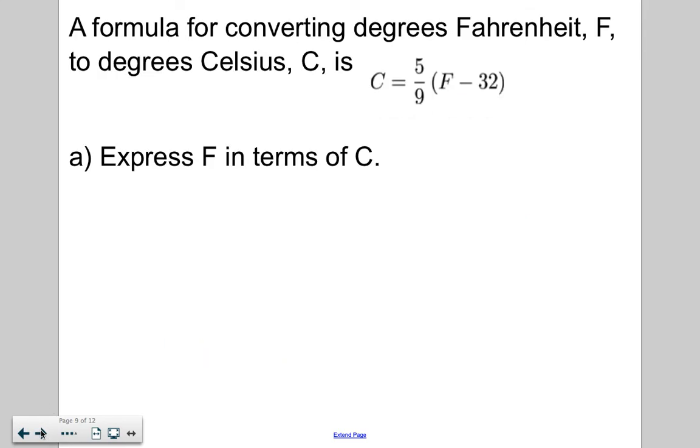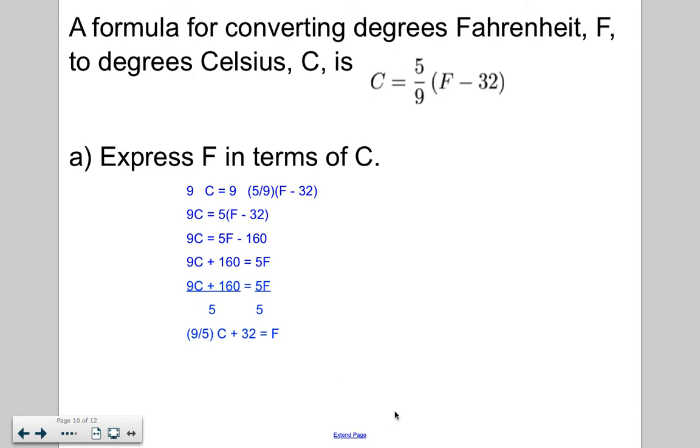All right, in this one, we're going to go through the formula for converting Celsius and Fahrenheit. So express F in terms of C. What they want you to do is find out what F equals by itself, using that idea we just finished, and connecting it into our new unit. So I'm going to ask you to push pause and do that now.